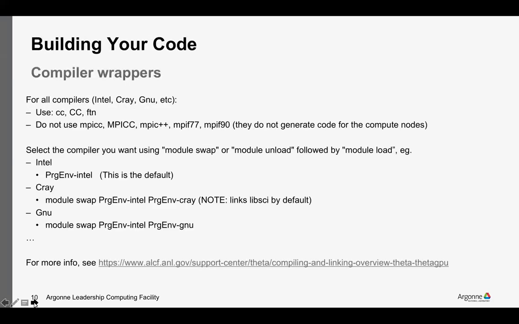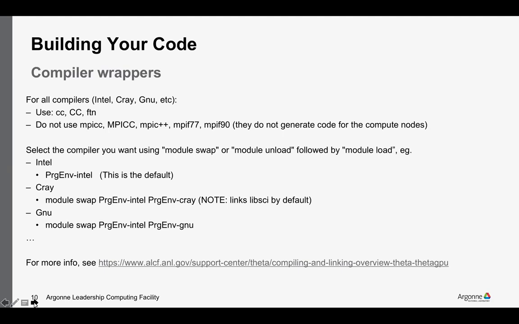Now, to build your code once you're on the machine, please use the compiler wrappers with these short names: lowercase cc for C, uppercase CC for C++, and ftn for Fortran. That is, do not use wrappers you might be more familiar with that start with mpi, such as mpicc, mpif90, and so on. Those wrappers do not generate code for the compute nodes, whereas the shorter named ones do.